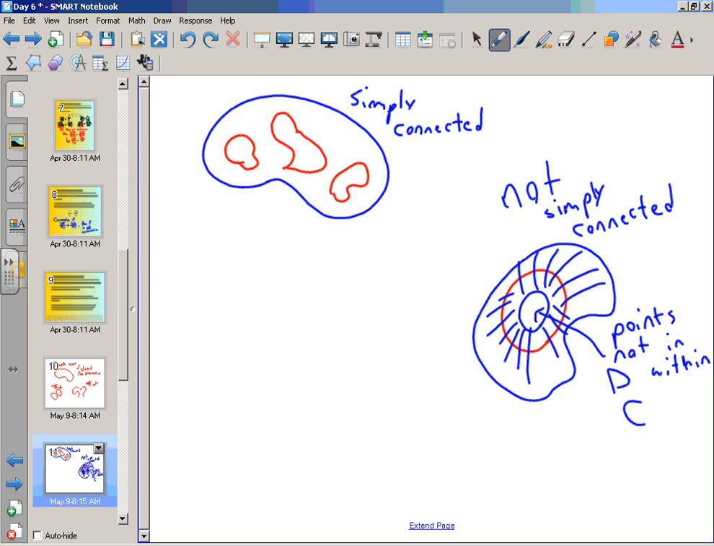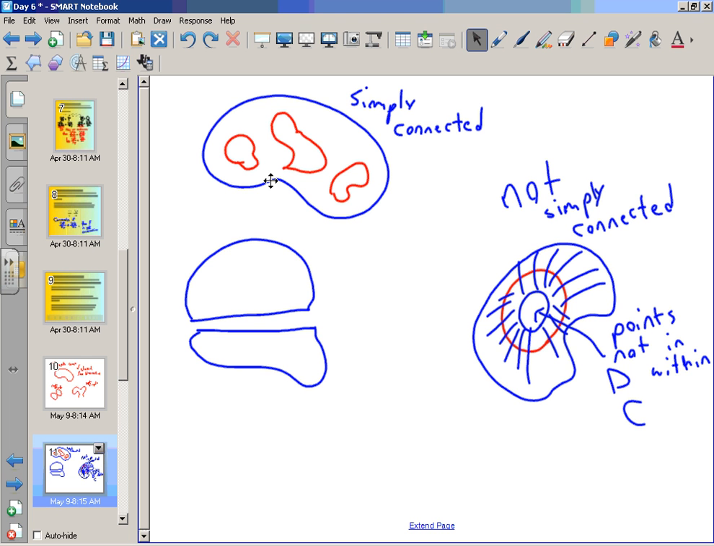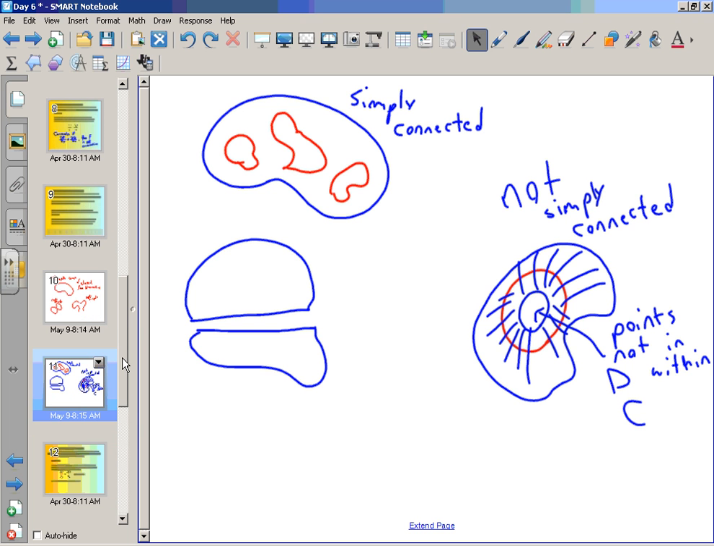So that's the difference between connected and simply connected. Another kind that would fail to be simply connected would be something where we just had a break in it, because we could cook up plenty of curves that would enclose points that were not in that region.